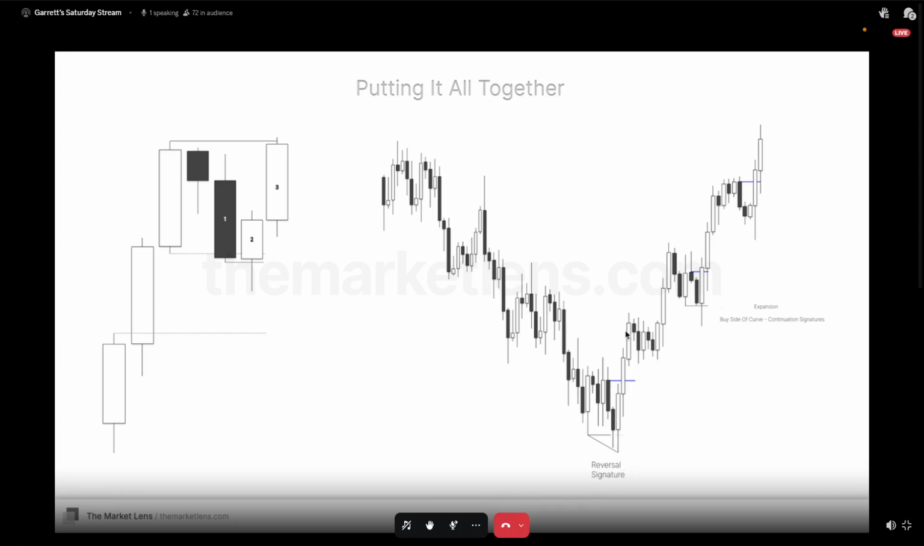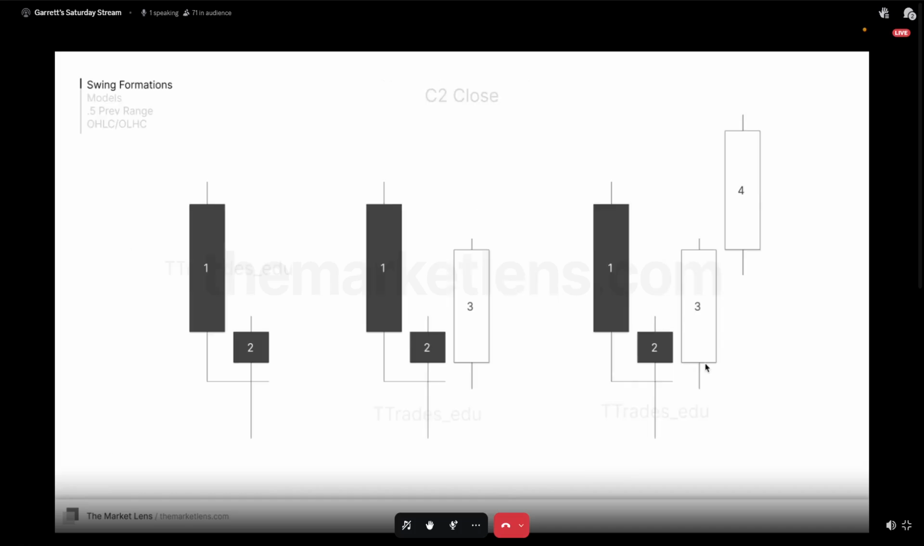And once we expand away from the reversal signature, we're obviously trading expansion candles away from that. And within that, we want to see continuation signatures, right? We want to see shallow retracements on our way to the draw on liquidity. We want to see consolidations, shallow retracements, rejecting lows, opposing candles supporting price, fair value gap supporting price, etc., right?